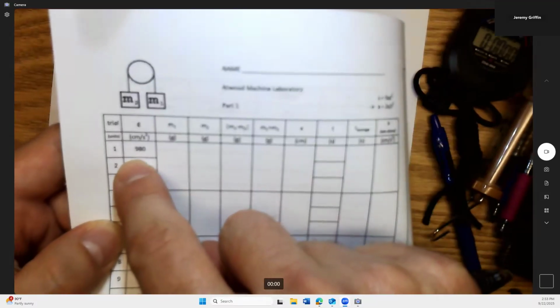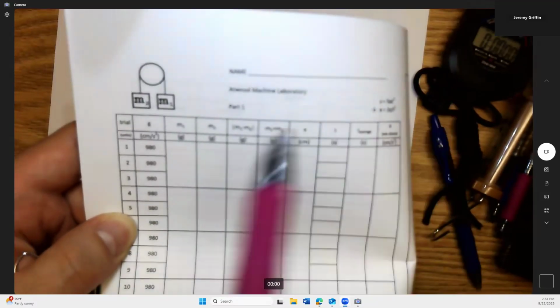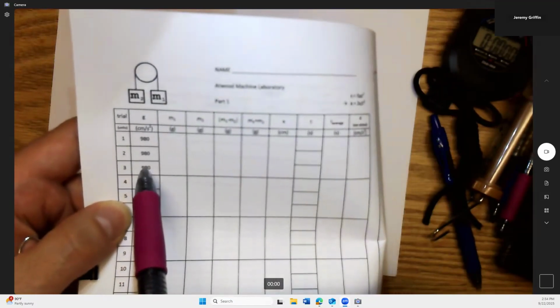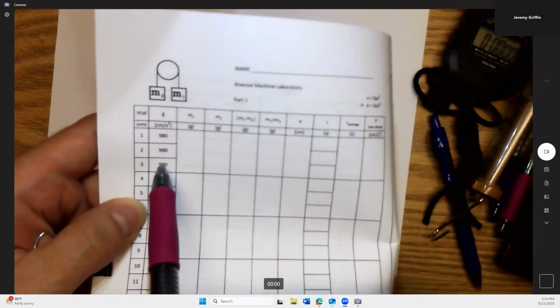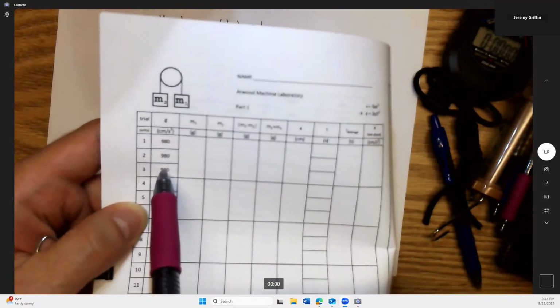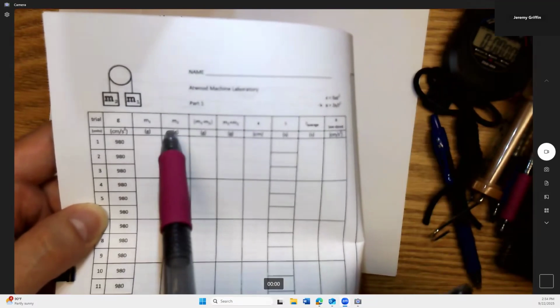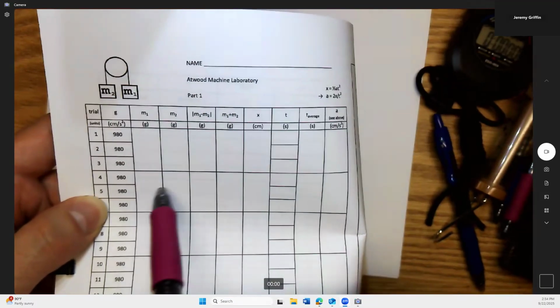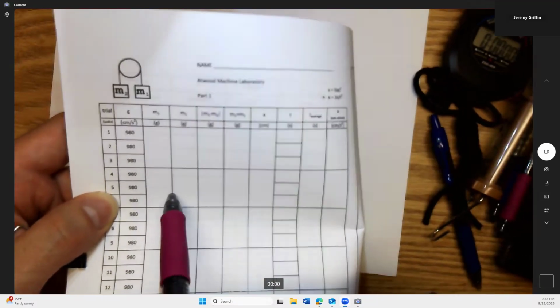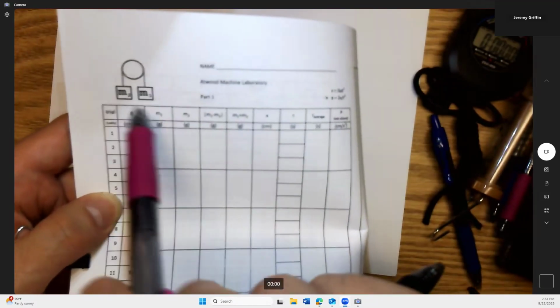Okay. g is 980 centimeters per second squared. Where did that come from? 980 centimeters per second squared. Is that pure free fall? Yeah, in terms of centimeters, it is. Yeah, sure. All right. Can you record m1 and m2? And you can vary these throughout the lab. So, yeah, you can swap them up.